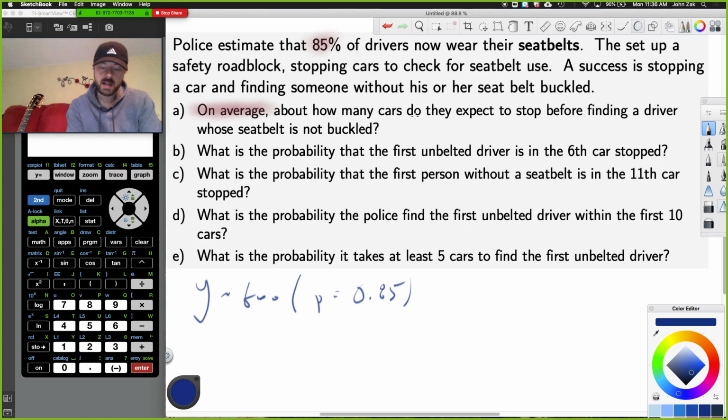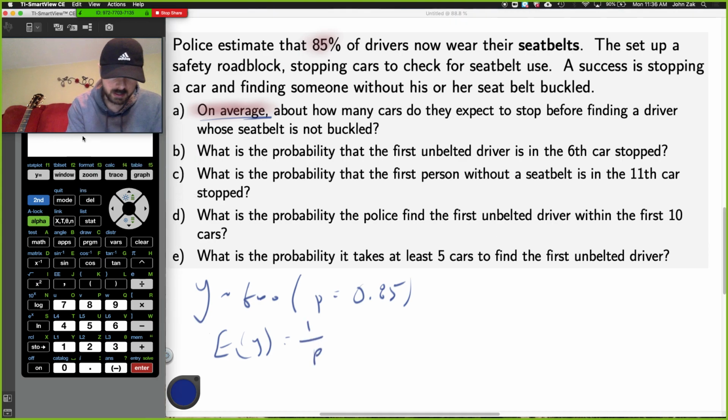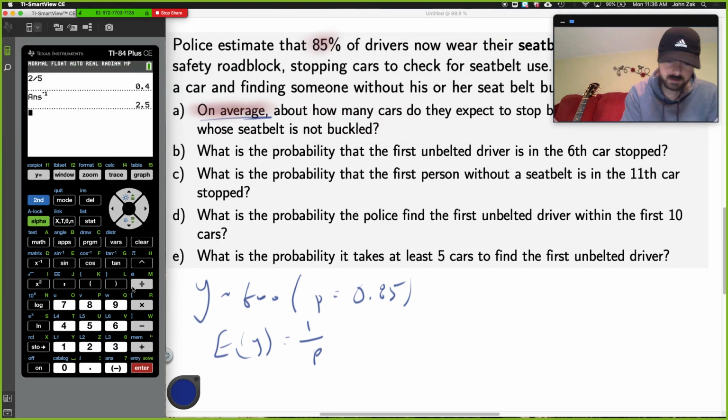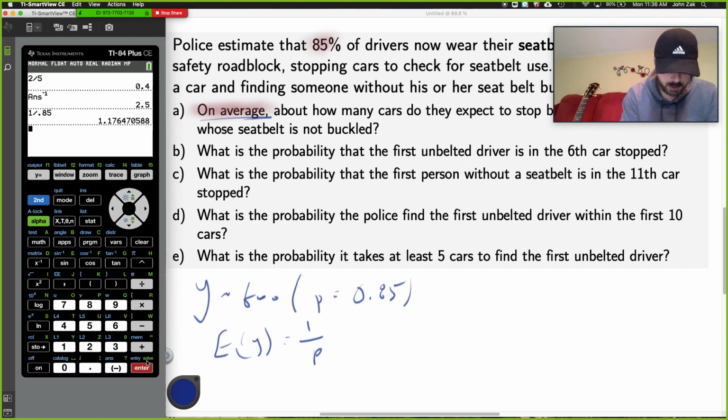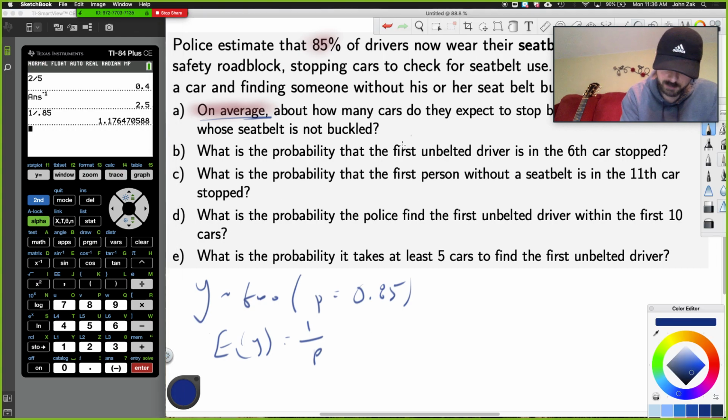And so if I'm trying to say on average, how many cars would I expect? Well, I gave you a cute little formula before that the expected value of y, since it's geometric, should simply be 1 over p, right? And so I could go to my calculator and say 1 divided by 0.85. Okay, look at that. If there's an 85% chance of success, then on average it should take me about 1.176 times to find a car where someone is not wearing their seatbelt, right?